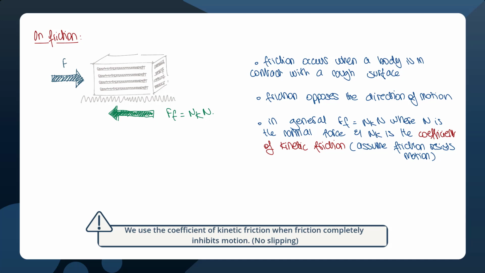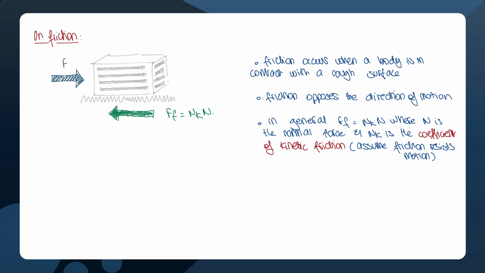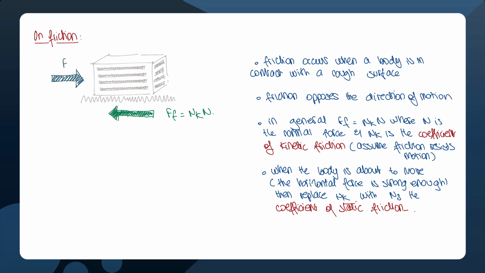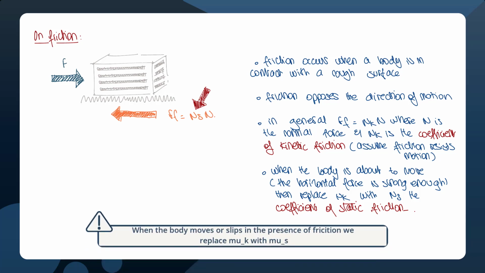Now what happens when the box is about to move? That's when the force is actually strong enough to overcome the friction. In this case, one needs to replace mu k, the coefficient of kinetic friction, with mu s, which is the coefficient of static friction. So instead of Ff equals mu k N, one now has Ff equals mu s N. Now what about mu k and mu s? Those two values depend on the surfaces we're actually dealing with and can be obtained from tables available in the book, or they might even be given in the problem statement.